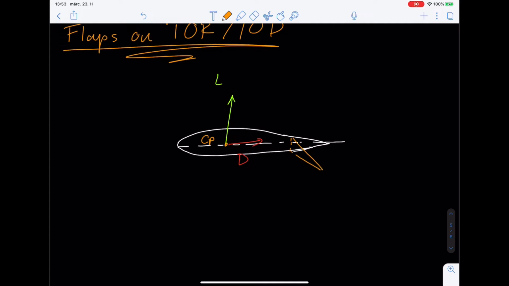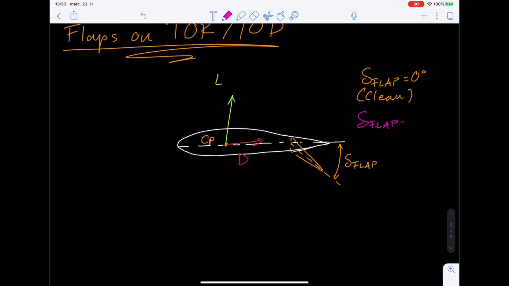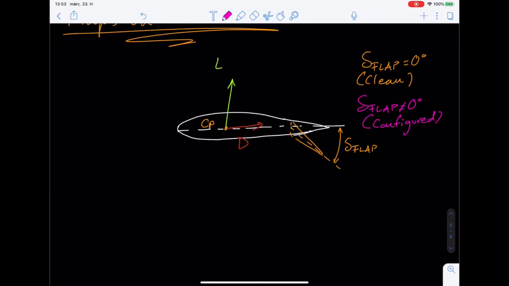Okay, so what happens if I increase the flap deflection? So flap deflection usually we summarize by the flap deflection angle, right? So we say that the clean configuration means that the flap deflection is 0 degrees. That is called a clean configuration. And if the flap deflection is not equal to 0, in that case, that is a configured airfoil.